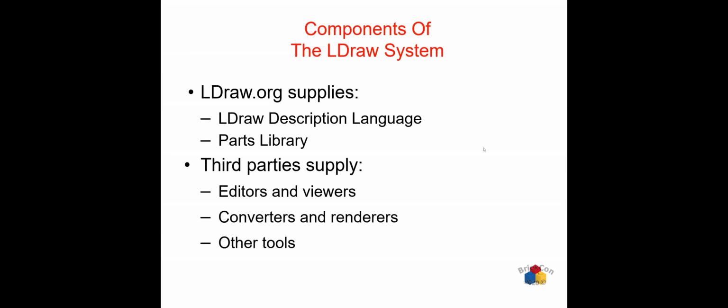What does LDraw.org do? We define how to describe parts and models in a computer-readable format, text-readable really, and we distribute the library. And then other people who may or may not be officially connected to LDraw.org do everything else: editors, viewers, converters, renderers, everything. All the tools are usually passion projects by one or maybe two developers. And then we promote them on the site if we think they're of quality.